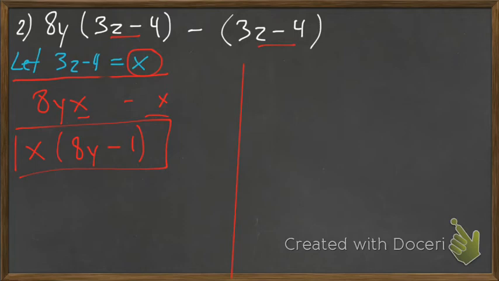Now, since we said x was equal to 3z minus 4, I'm going to write that out again. 3z minus 4 multiplied by 8y subtract 1. So that is our final answer. I forgot my equal signs here. I'm going to write them in.